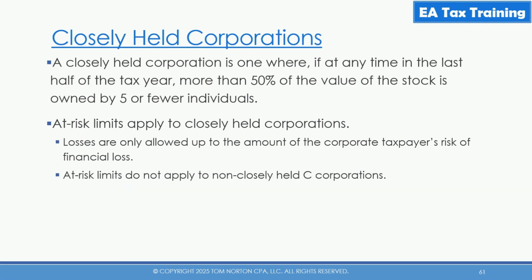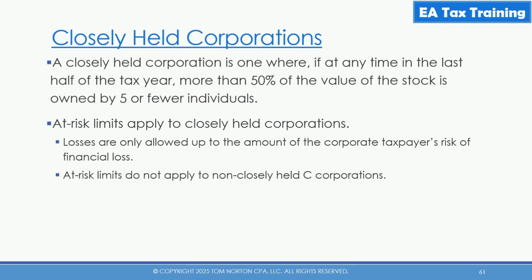Closely held corporations. We actually saw this before when we were talking about at-risk limitations, but it applies to C corporations, so we are going to cover it briefly again. A closely held corporation is one where, if at any time in the last half of the tax year, more than 50% of the value of the stock is owned by 5 or fewer individuals. That is a closely held corporation. You will want to know that definition.